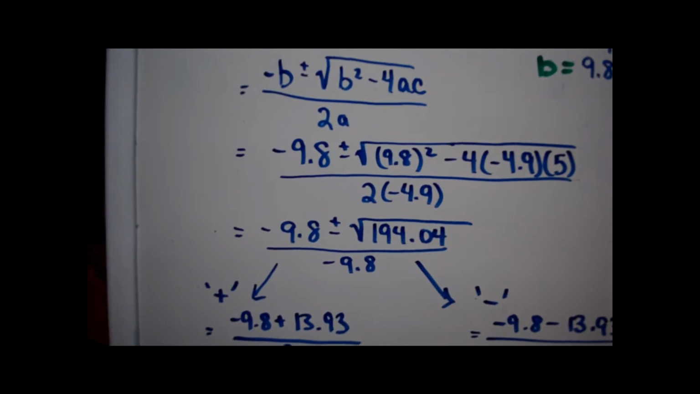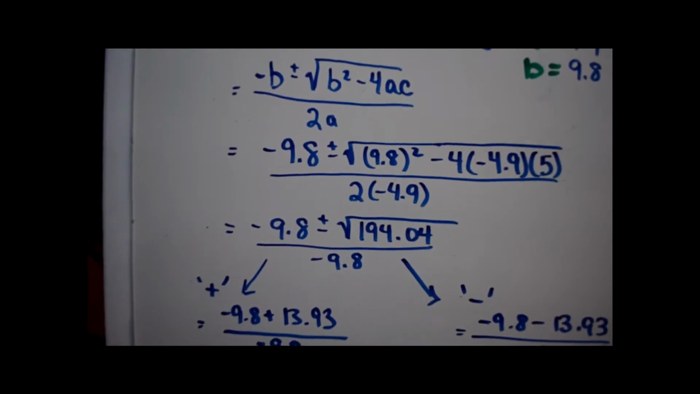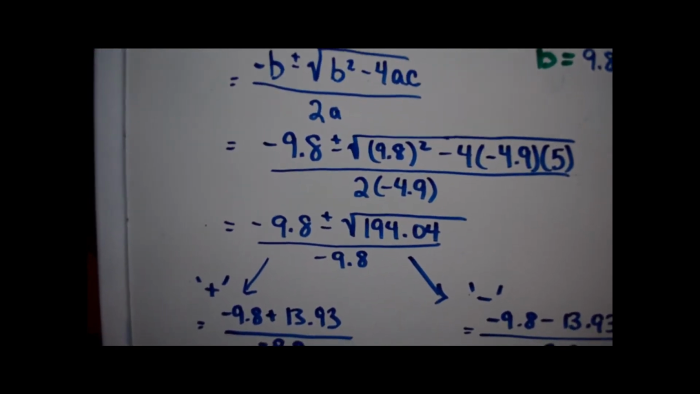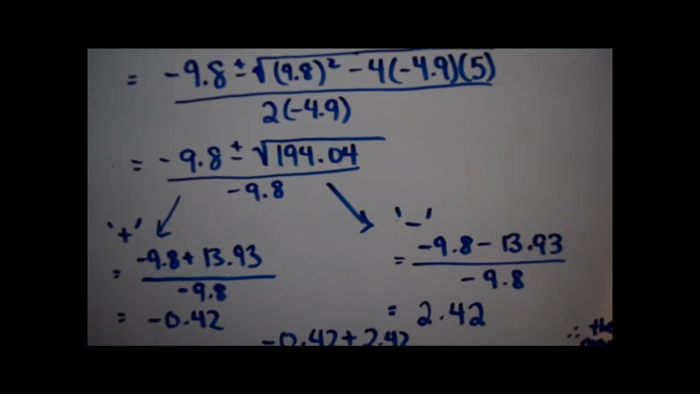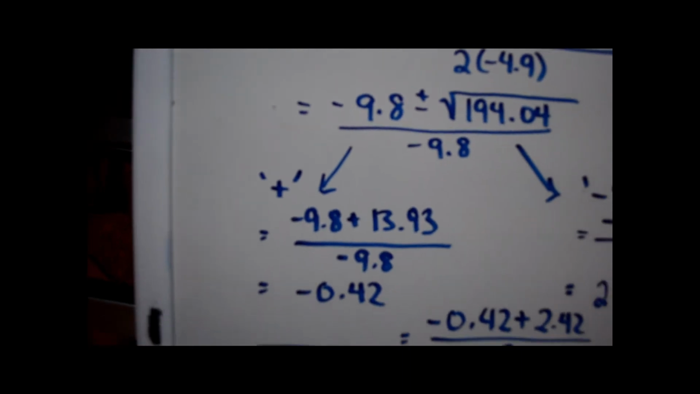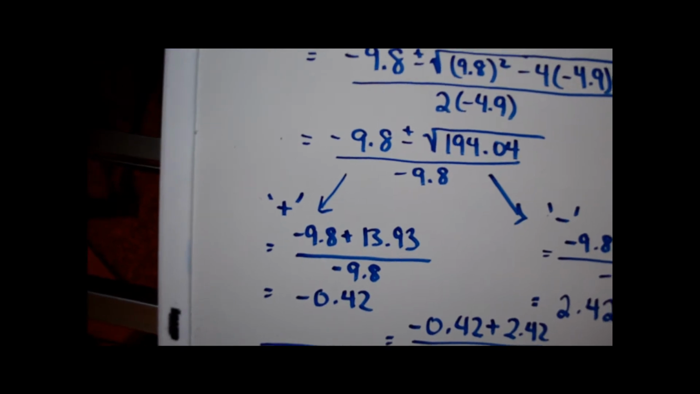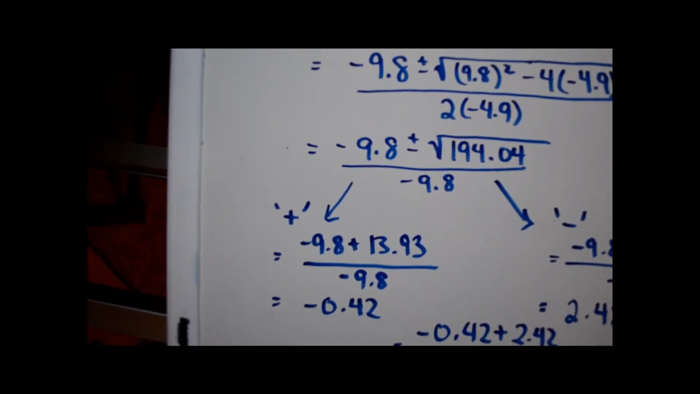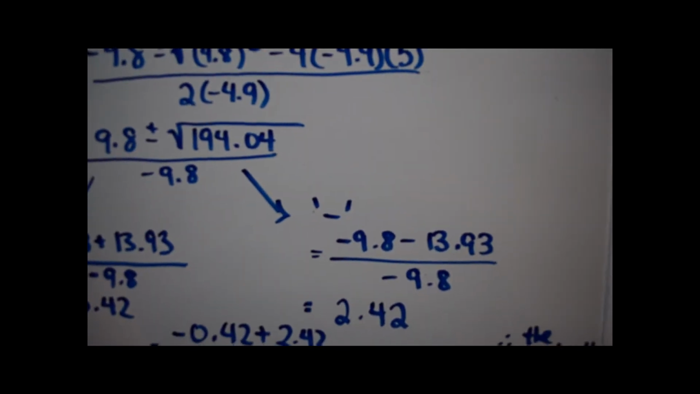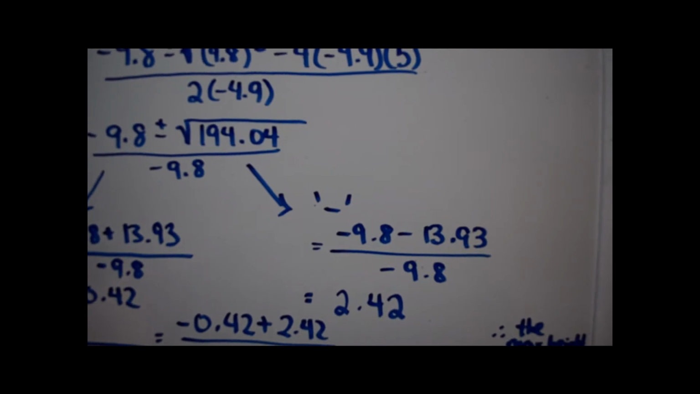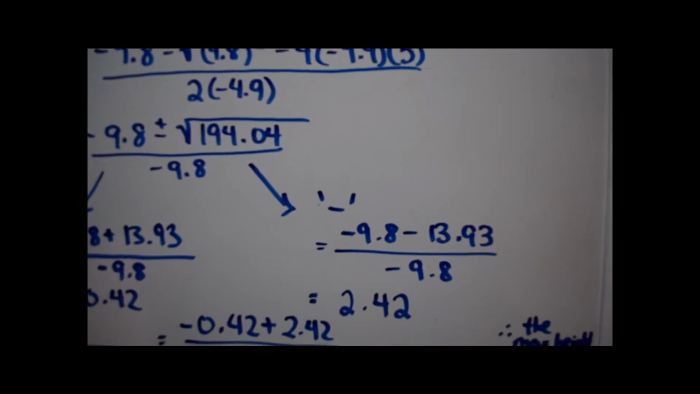That reduces to negative 9.8 plus or minus the root of 194.04 all over negative 9.8. Then we split it up into two different equations, the plus and minus side. So on the plus side, it is negative 9.8 plus 13.93 all over negative 9.8, which gives us negative 0.42. On the negative side, it is negative 9.8 minus 13.93 all over negative 9.8, which gives us 2.42.